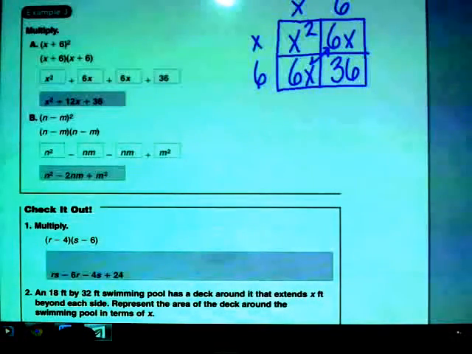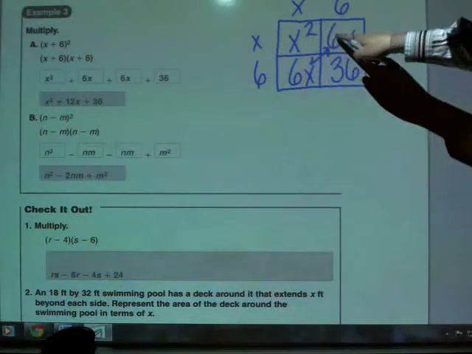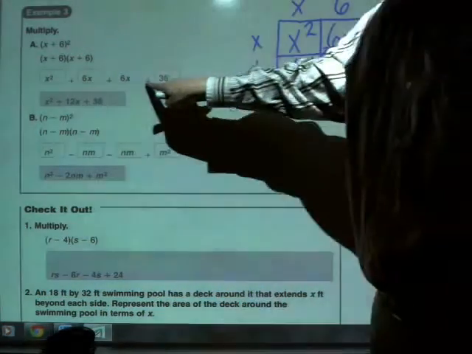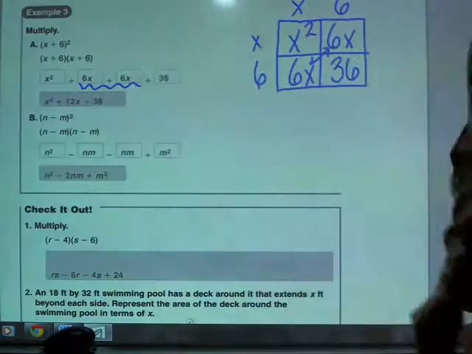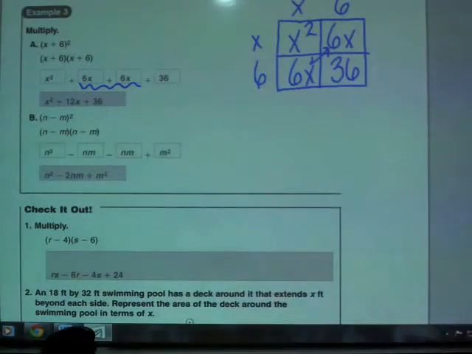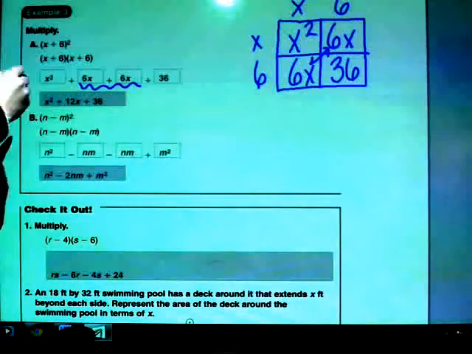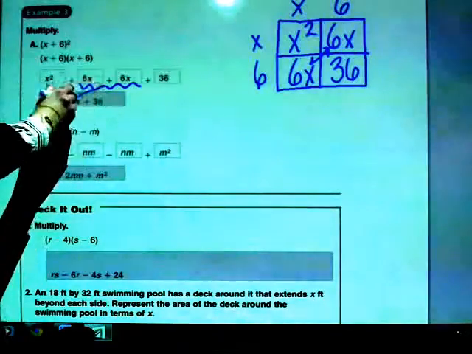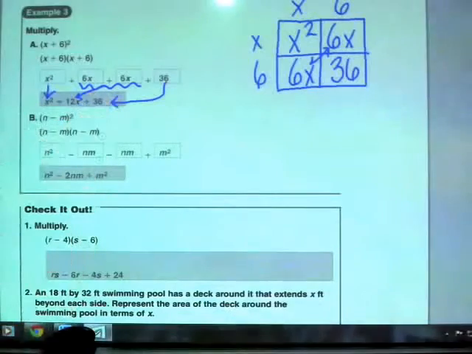So we go ahead and combine these with addition signs between everything. X squared plus 6x plus 6x plus 36, which is what you can see they've done right here. And then these middle two terms are like terms because they both have x in them. So we can combine them. So 6x and 6x go together to give me 12 x's. And so my final answer is x squared plus the 12x, the combination of the like terms, plus 36.